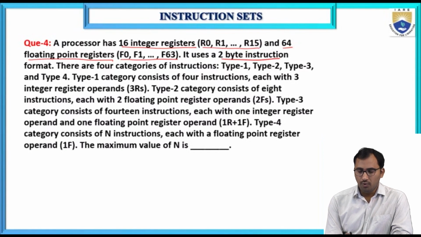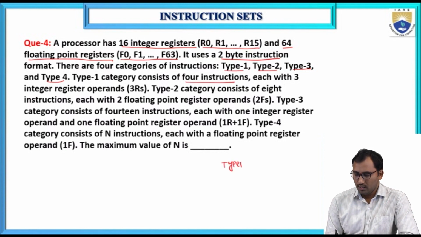So there are 4 categories of instructions: type 1, type 2, type 3, type 4. Type 1 consists of 4 instructions, each with 3 integer register operands. So, 3 integer registers.